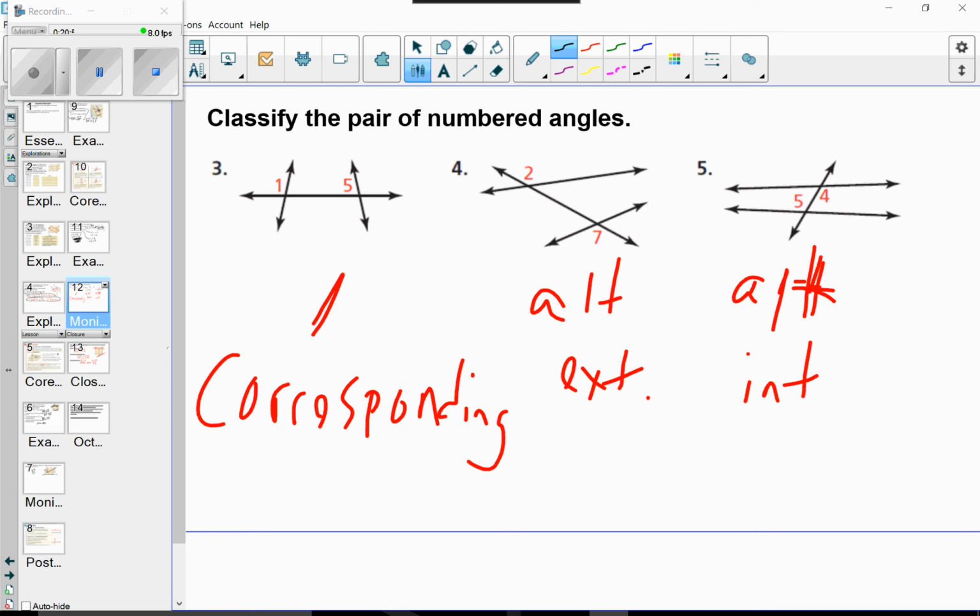Okay, next, go through here the last couple slides. 1 and 5, it says to classify them. 1 and 5 are corresponding. 2 and 7 are alternate exterior, and 4 and 5 are alternate interior.